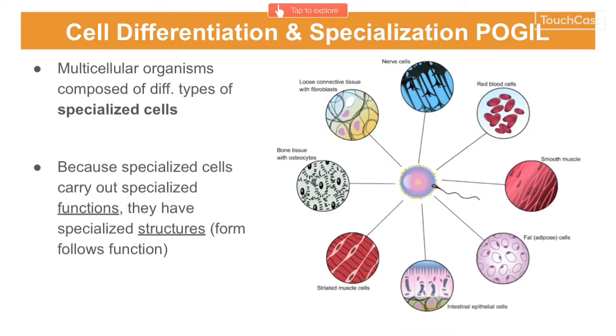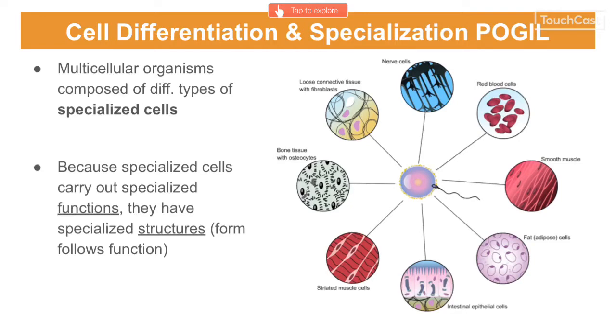All right, we also learned that multicellular organisms are composed of different types of specialized cells. Humans, for example, have an estimated 200 plus different specialized cells. From last unit, we know that specialized cells can perform specialized tasks because they have special proteins, right? The proteins allow them to do this work, and different cells manufacture different proteins. Now, because specialized cells carry out specialized functions, they actually have specialized structures. And that's another theme that we've talked about, right? That form follows function, or structure dictates function.